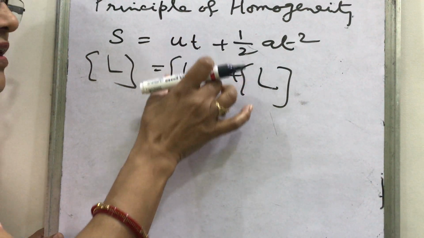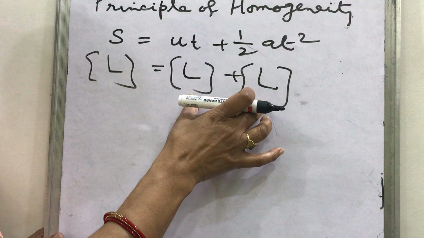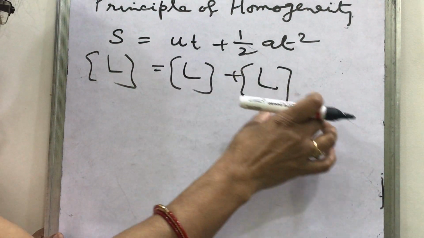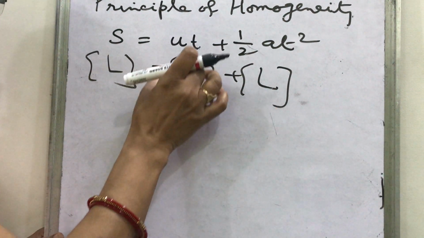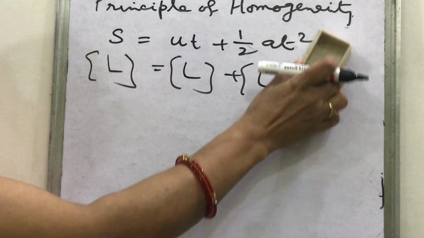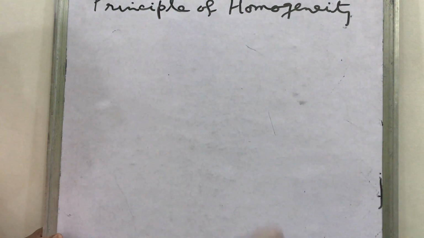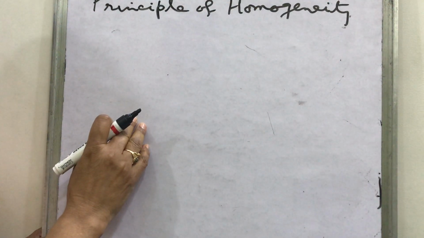Similarly, dimensions of physical quantities can be added together if they are the same. You cannot add meter plus time. Can you add this, meter, and this, time? Meter plus time can't be added. So this is how dimensions of physical quantities are applied to check the given relation.